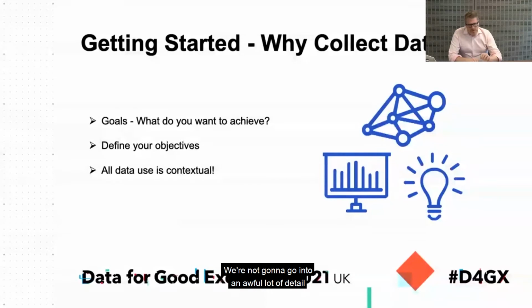We're not going to go into an awful lot of detail on specific types of analyses and output generation methods in this session. There are other sessions, as part of the Data for Good program this week, that cover that specifically. What we want to talk about here is really go into the detail of understanding how you effectively and appropriately select your source data, bring it into your organization, and use it for the purpose you're looking to do.